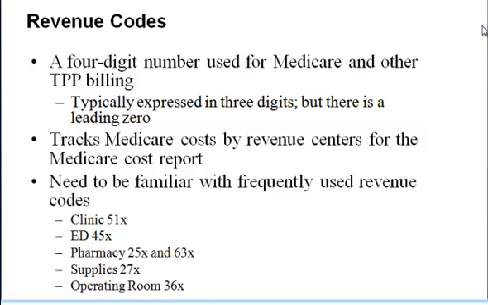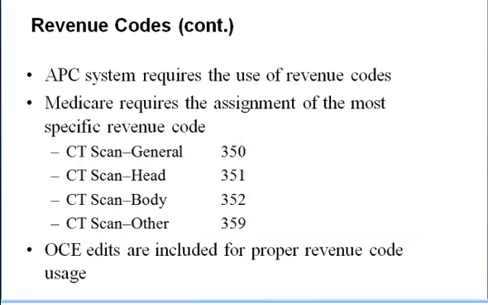Revenue codes, that's the 4-digit number used for Medicare for billing purposes. Typically, it's a 3-digit code. It tracks Medicare costs by revenue centers. You need to be familiar with frequently used revenue codes. A sample of the revenue codes is listed in the middle of the slide. Medicare requires the assignment of the most specific revenue code possible. OCE edits are included for proper revenue code placement and usage.